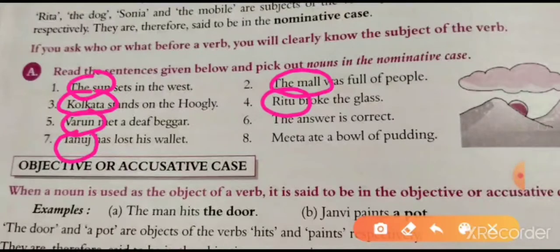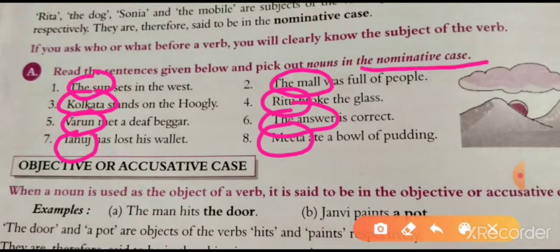The answer is correct. What is correct? The answer. So here you can say this is the subject of this sentence. Meeta ate a bowl of pudding. Who ate a bowl of pudding? Meeta. Meeta is in the nominative case.